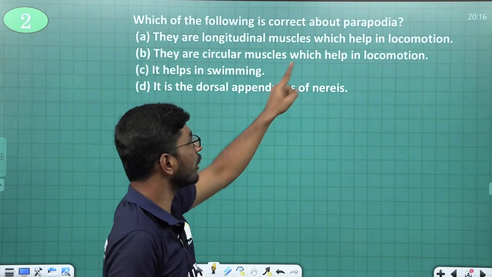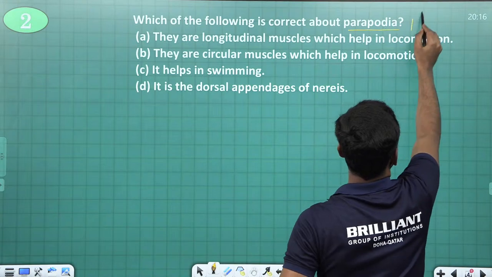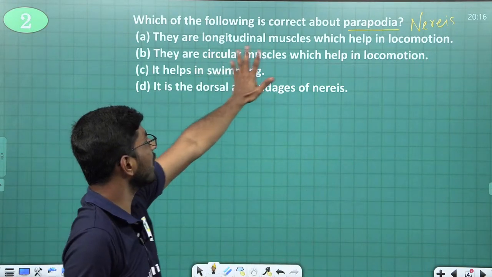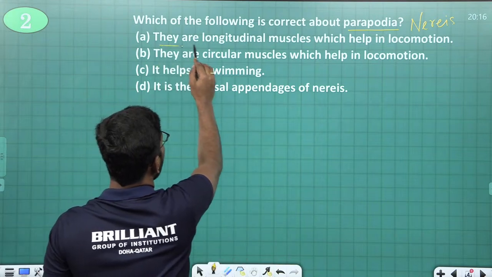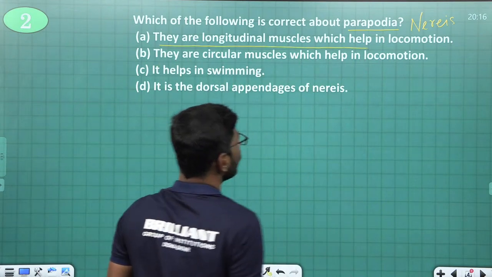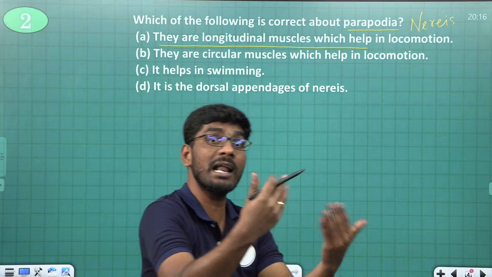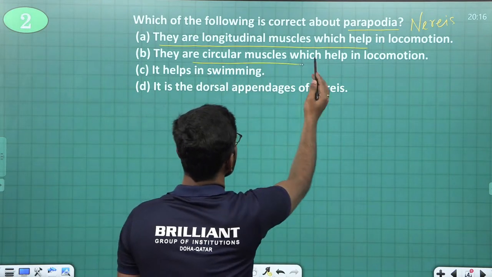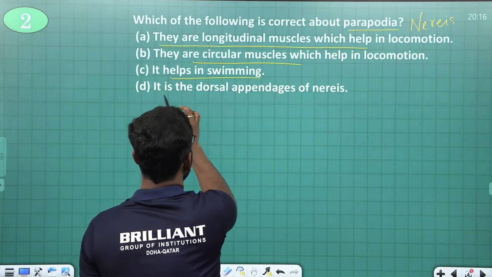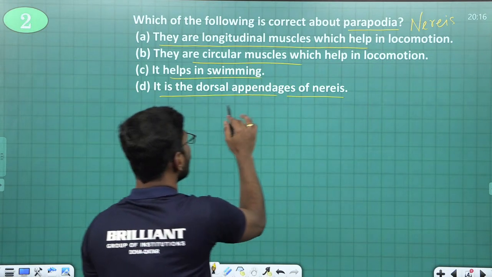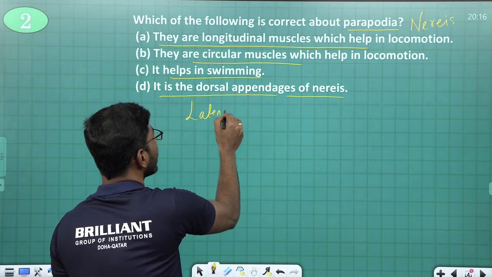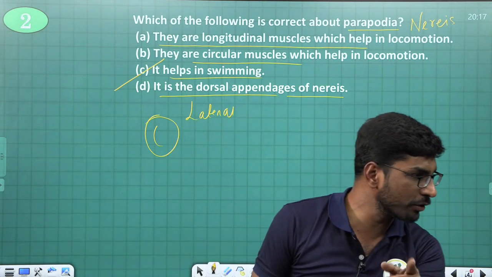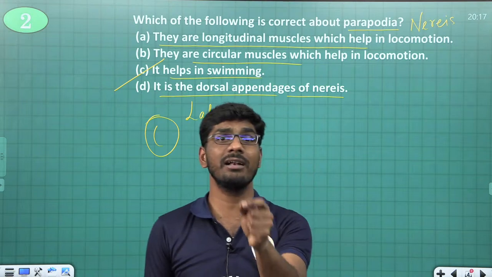Come here. Parapodia are exclusively seen in, tell me, Nereis. So what exactly are they asking, correct about the parapodia? They are longitudinal muscles which help in locomotion? They are not muscles, they are lateral appendages. Now, they are circular muscles? Leave it. They help in swimming, correct. They are dorsal appendages? They are not dorsal, they are lateral, beta. Lateral appendages. So, answer is option C. Option C, shabash. Very good, very good. Husna, correct. So, lateral appendages.